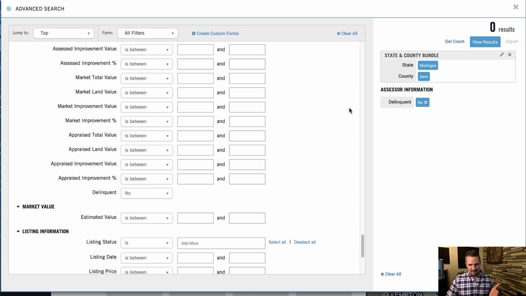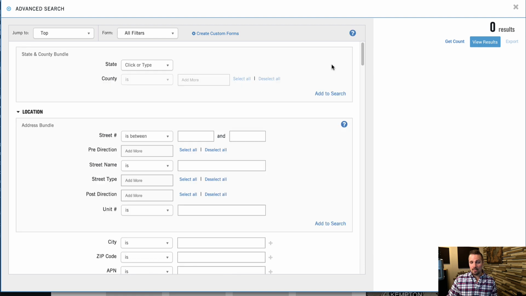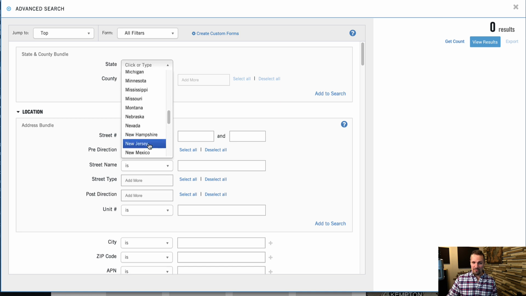But even if it is, I just wanted you to understand what it actually means when you click yes or no. It doesn't mean that's the current status as of now or this week or this month. It just means at some point in history, we don't really know when, these properties were delinquent. And let's just quickly see what happens when we do download one of these lists and the data is there, and where we can find that in the list.